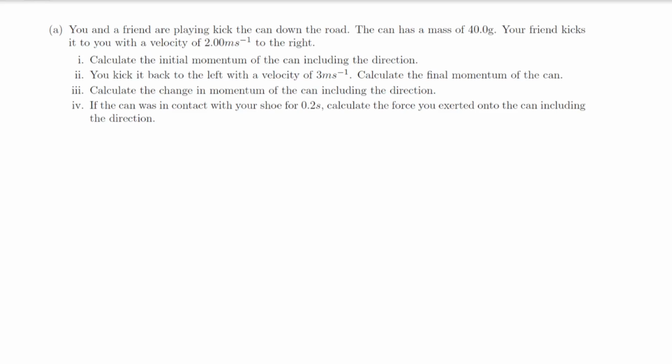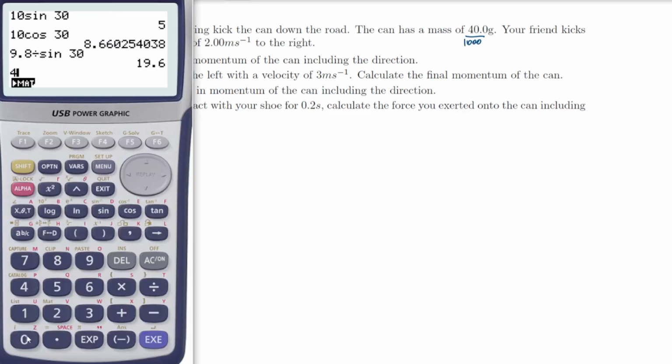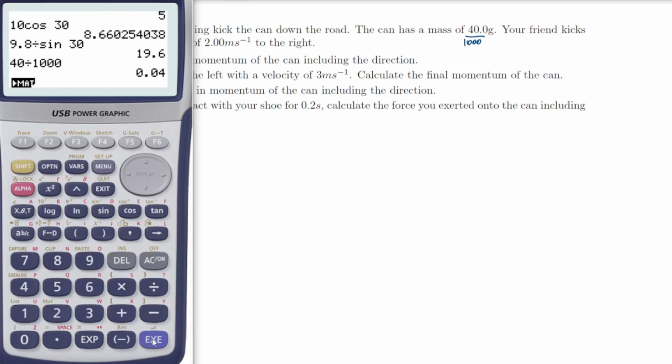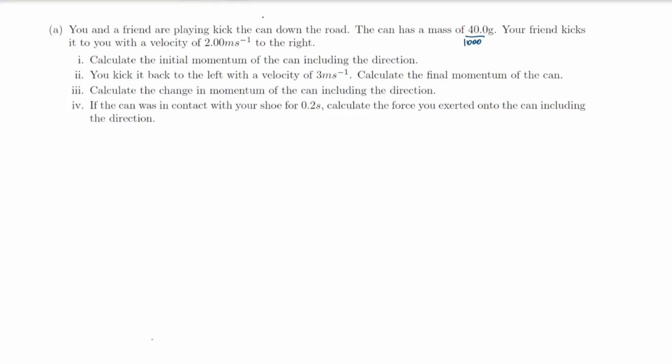You and your friend are playing kick the can down the road, as you do. The can has a mass of 40 grams, so that would be divided by 1,000 to get kilograms. I never trust myself with these ones. 40 divided by 1,000, 0.04 kilograms. Always convert to SI units, even before you finish reading the question, so you don't forget. And your friend kicks it to you with a velocity of 2 meters per second to the right.